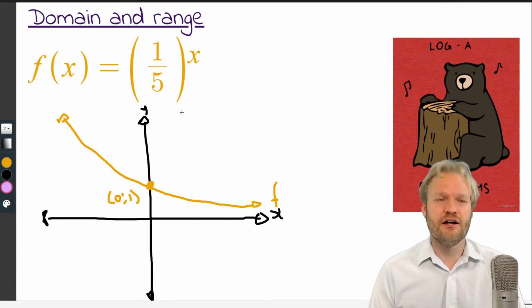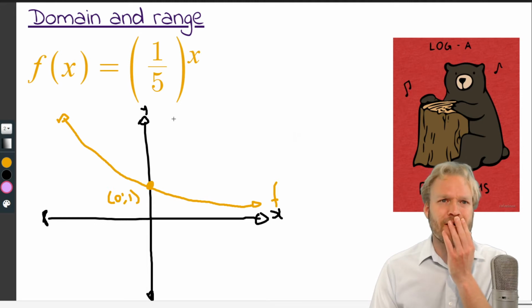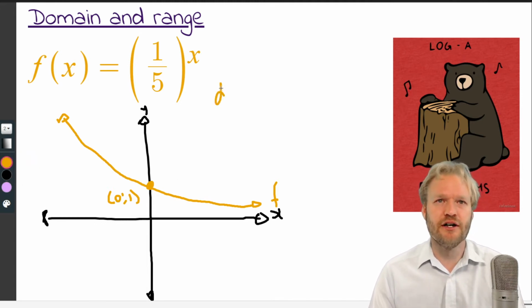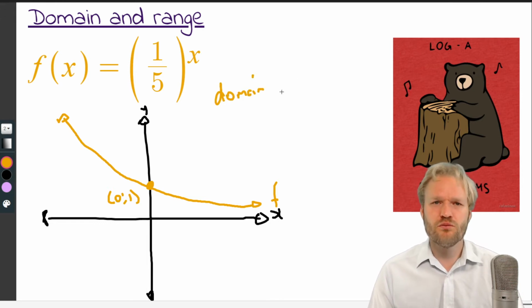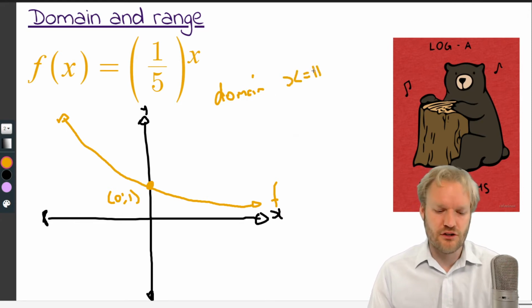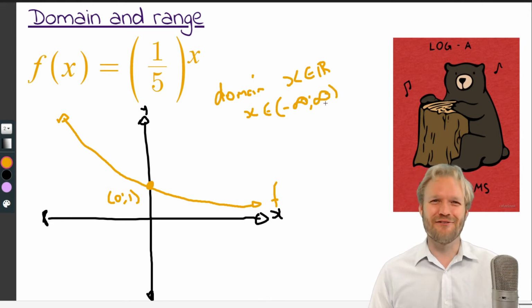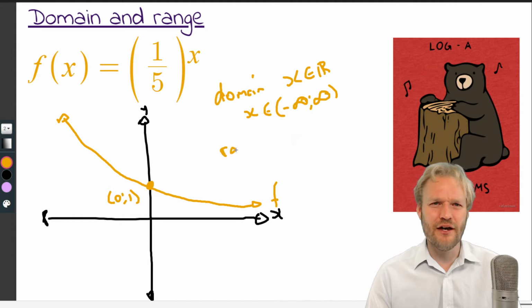Now we worked out our inverse, but before we get to our inverse, let's just look at this function's domain and range. So the domain relates to all the x values. So what x values can we put in? We can put in any value, any real number. So we could say x is any real number, or perhaps you said x is between negative infinity and infinity.